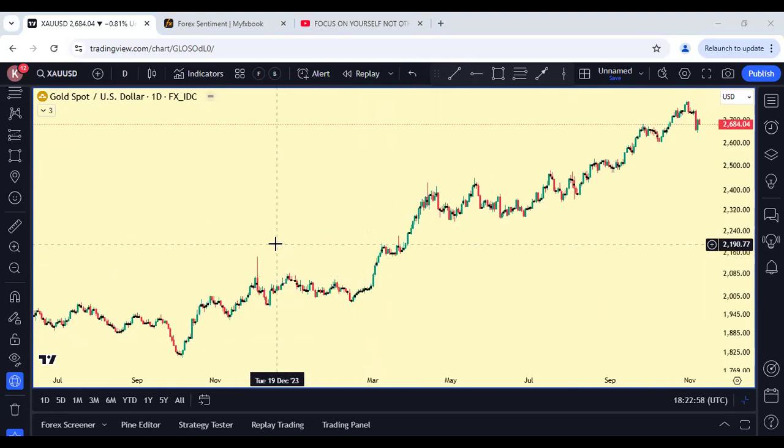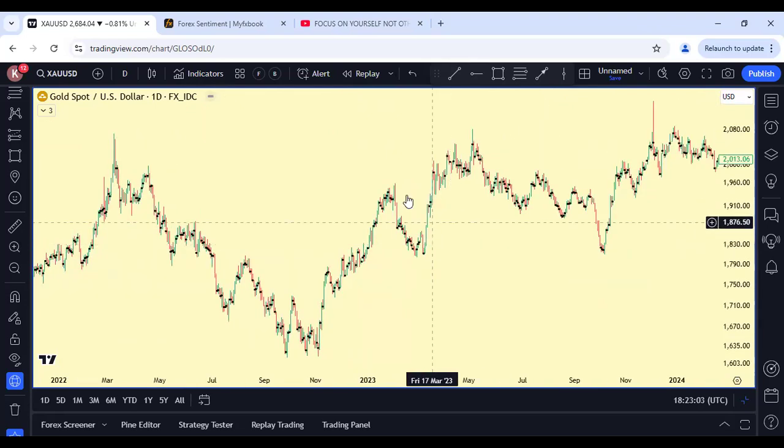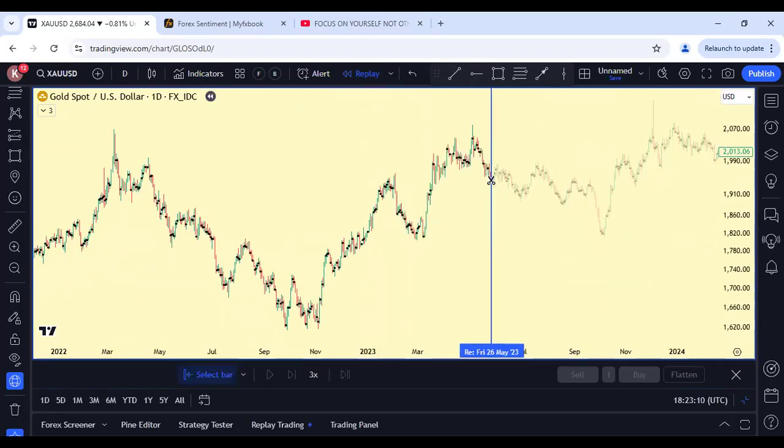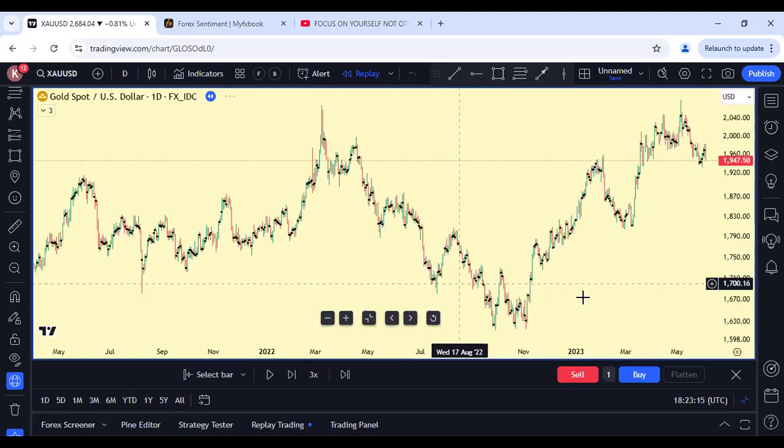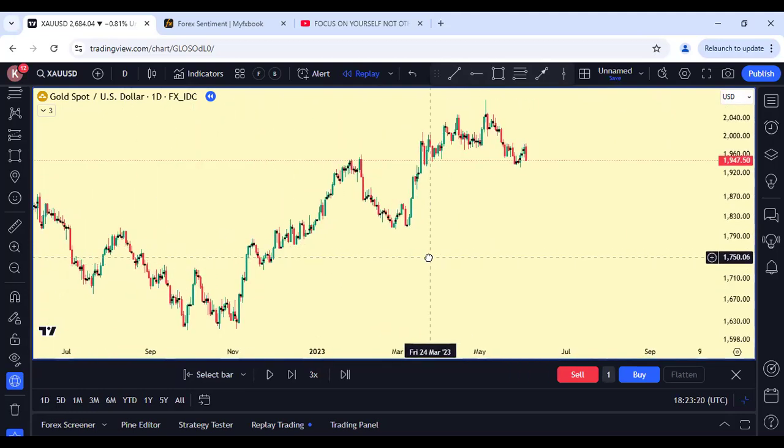Okay, so let's move back a little bit. We use historical pattern, so I'm going to use the replay to make it natural. Let's start the replay from here. So right now, let me show you how to locate the institutional trend line.